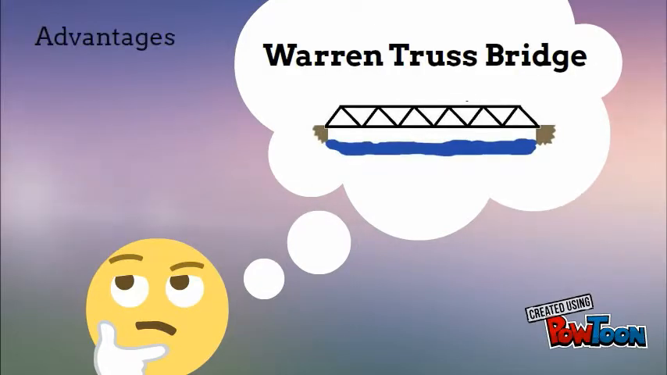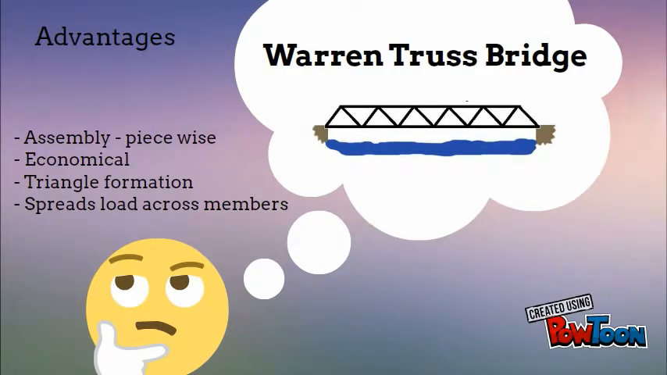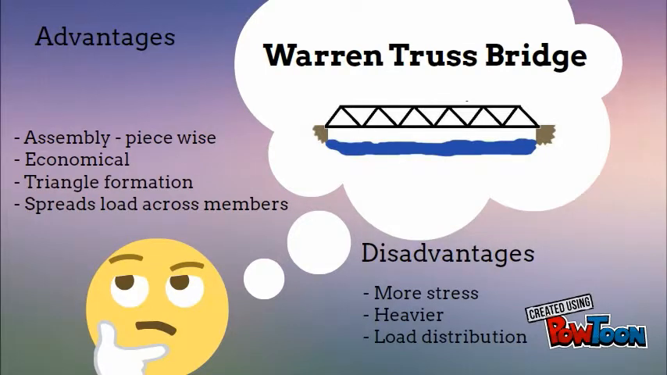The advantages of the Warren Bridge is that the constituents of the bridge can be assembled piecewise. It is also economical to build, which means every single member is used very efficiently. The strength of the bridge comes from formation of triangles. Disadvantages are more stress is put on the bridge over long periods of time. It is also a heavier design. The truss structure will undergo concentrated force under a point load.